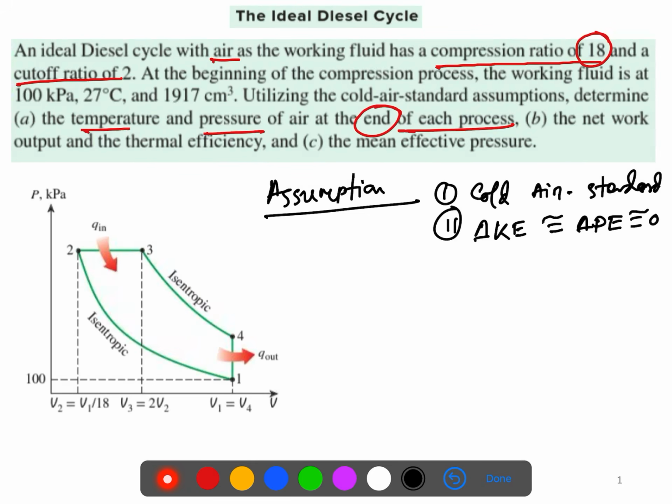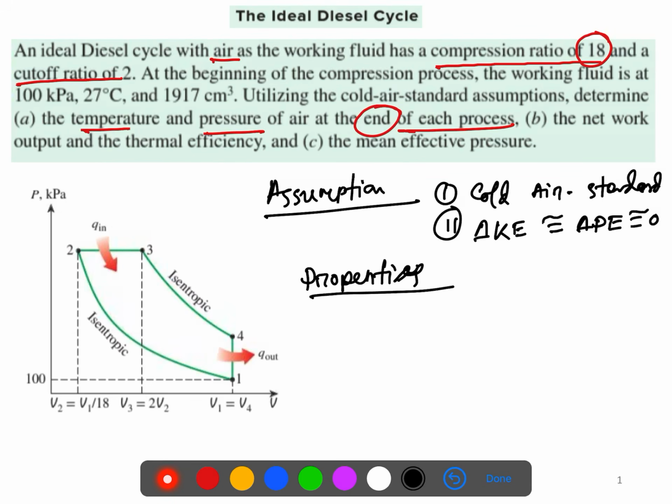In this case, the first assumption is that the cold air standard assumptions are applicable. So we can assume air has constant specific heats at room temperature. Anyway, when we write down the properties, we need all the properties at room temperature.